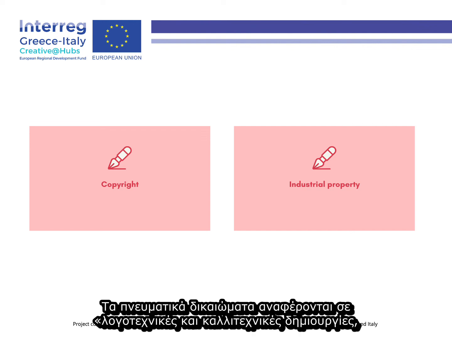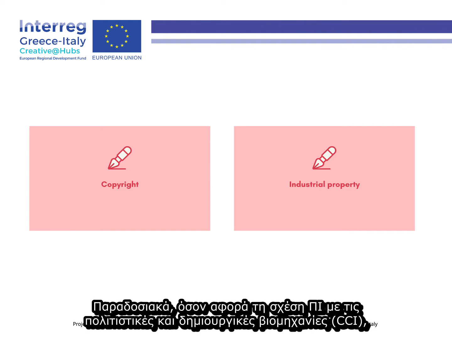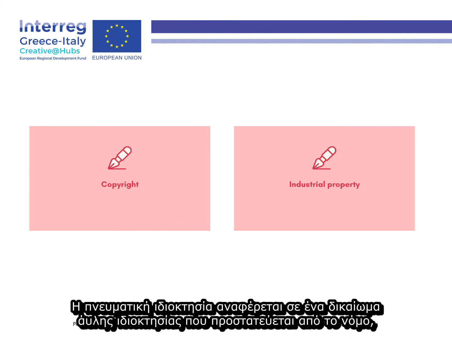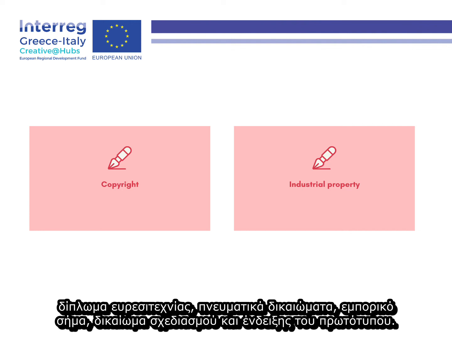Copyright refers to literary and artistic creations, such as books, music, paintings and sculptures, films and technology-based works. Traditionally then, with regards to IP's relation to the cultural and creative industries, copyright has been recognized as the most relevant branch of IP. Intellectual property refers to an intangible property right which is enjoyed by law after the engagement in intellectual creative conducts, which cover a range of intangible property rights: patent, copyrights, trademark, design right and an indication of the original as mentioned before.